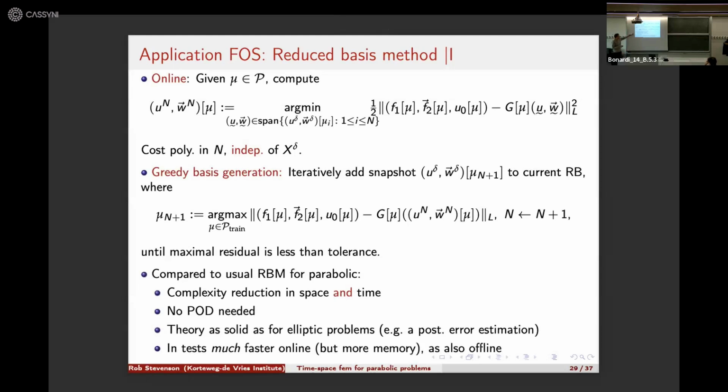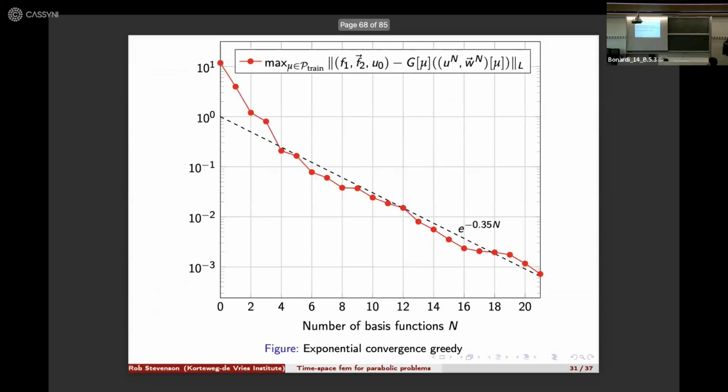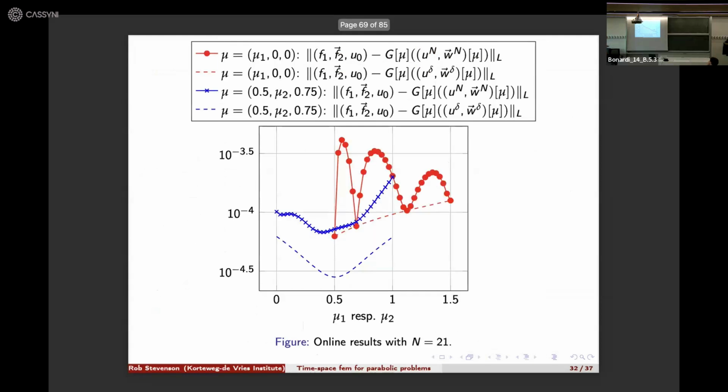Okay, and now compared to the usual reduced basis method for parabolic problems, we get the complexity reduction in space and time. We don't need POD if you're familiar with this business. The theory is as solid as for elliptic problems, in particular the a posteriori error estimation. And in tests it is much faster online and also offline. Now I do a simple problem here. This is how the error in the training phase decays, and it decays exponentially. So we stopped when we had selected 21 snapshots.